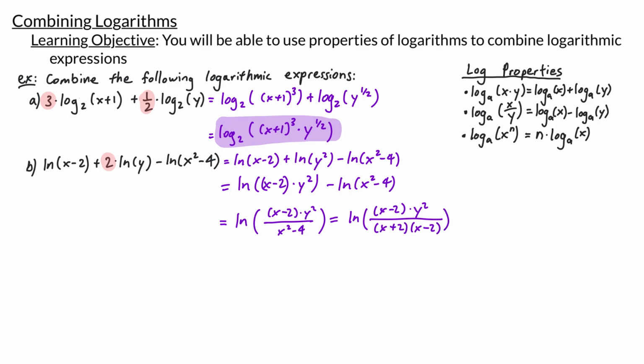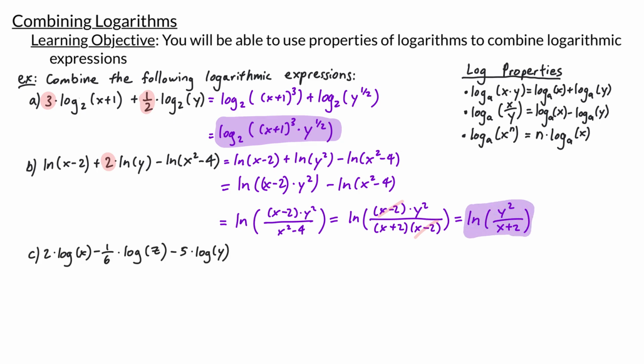And we notice here that the common factors of x minus 2 can cancel out. So in the end, this simplifies to just ln of y squared divided by x plus 2. And since we can't simplify this any further, this is our final answer. Let's look at one last example.